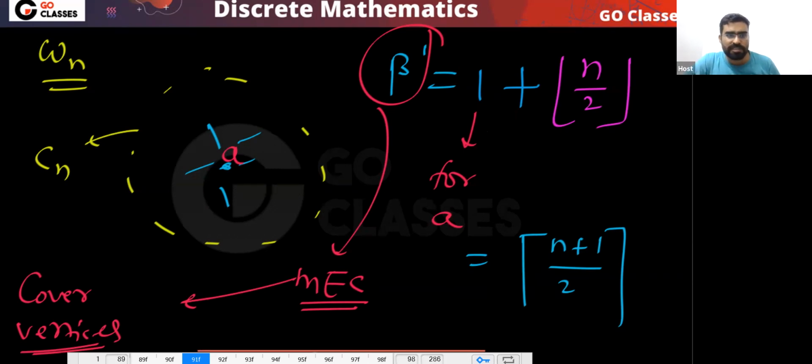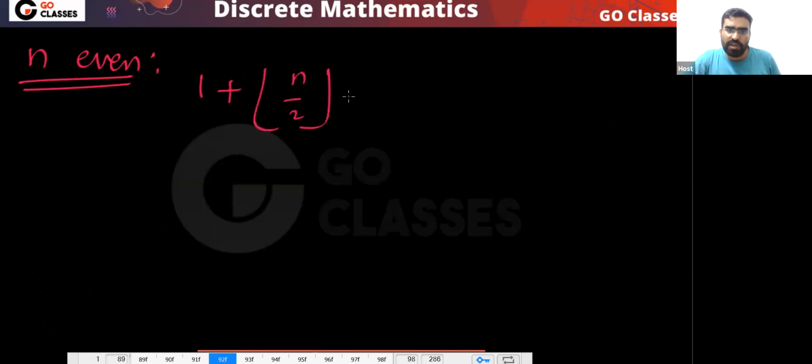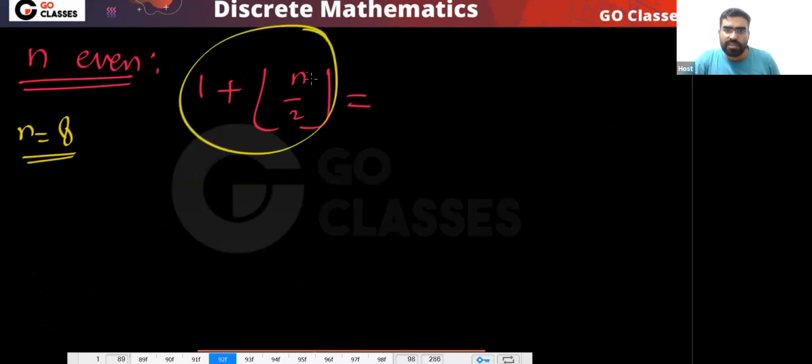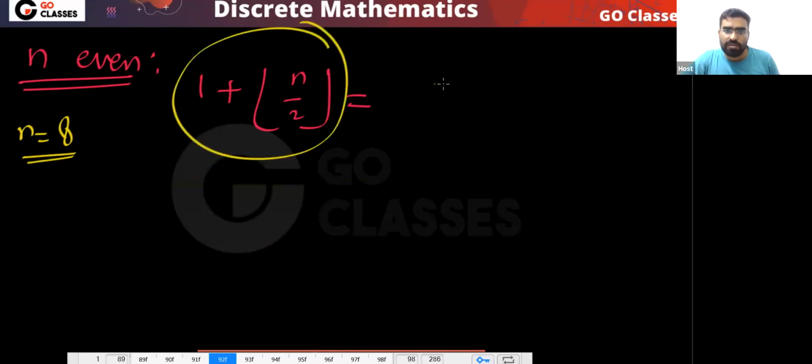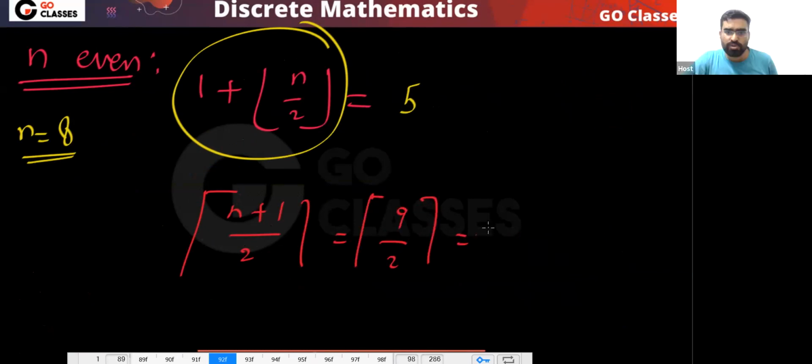So what I'm saying is that these two are basically the same. If n is even, then this value 1 plus n by 2 floor, what will it be equal to? For example, take n equal to 8. This value will simply be 5, correct? And what about n plus 1 by 2? That is 9 by 2, ceiling, so that is also 5.